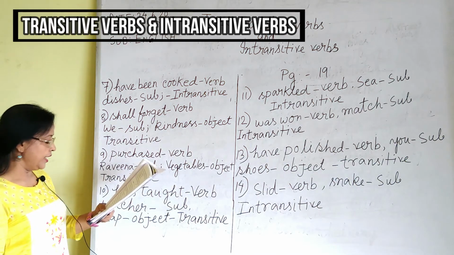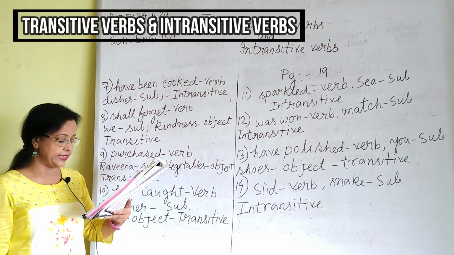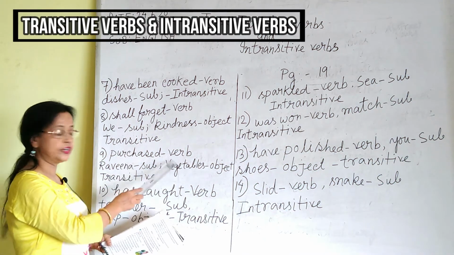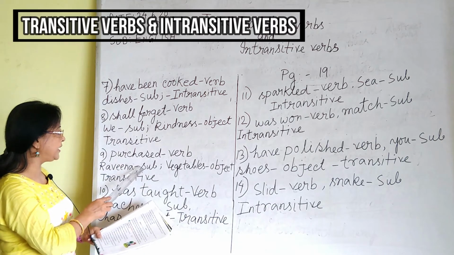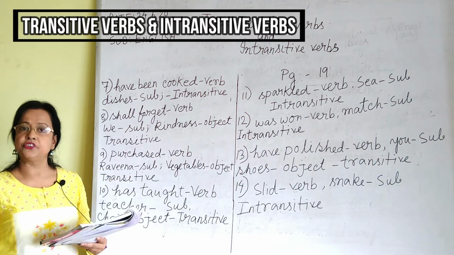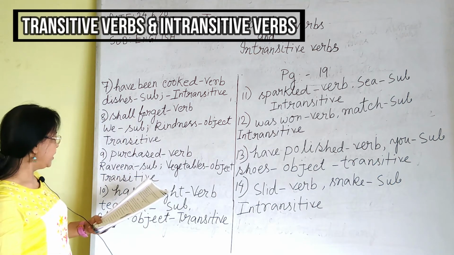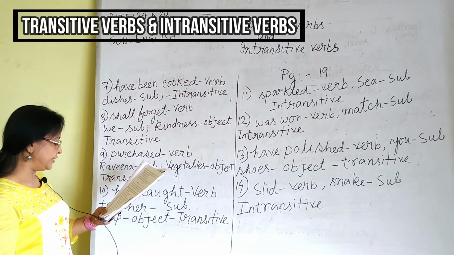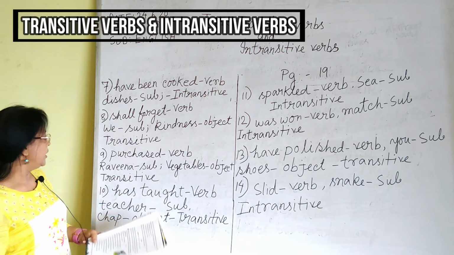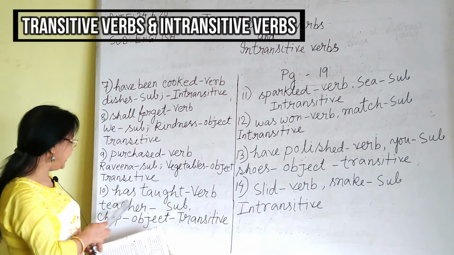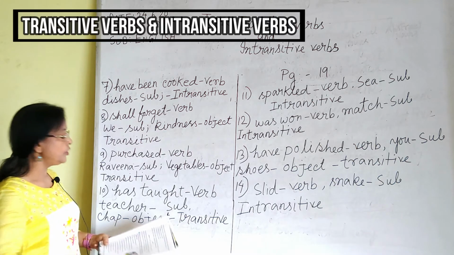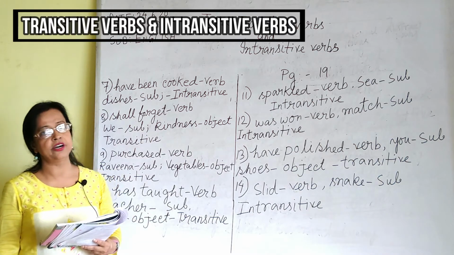Number 9, Ravina purchased some vegetables from the market. Here purchased is the verb, Ravina is the subject, vegetables is the object. That's why this is a transitive verb. Number 10, the teacher has taught you a new chapter. Has taught is the verb, teacher is the subject, chapter is the object. So this is a transitive verb.